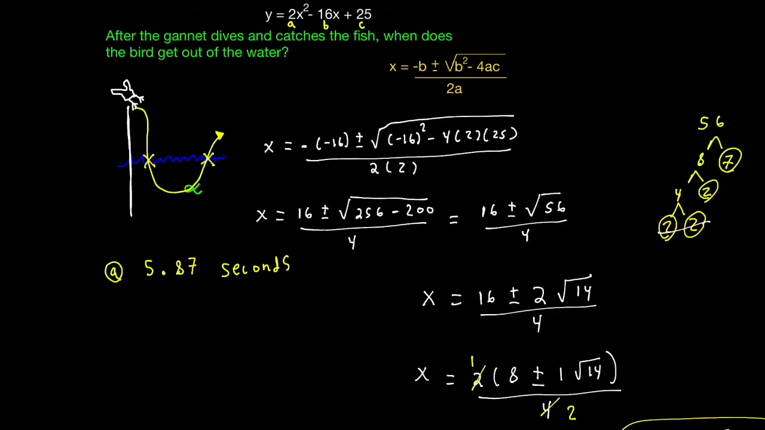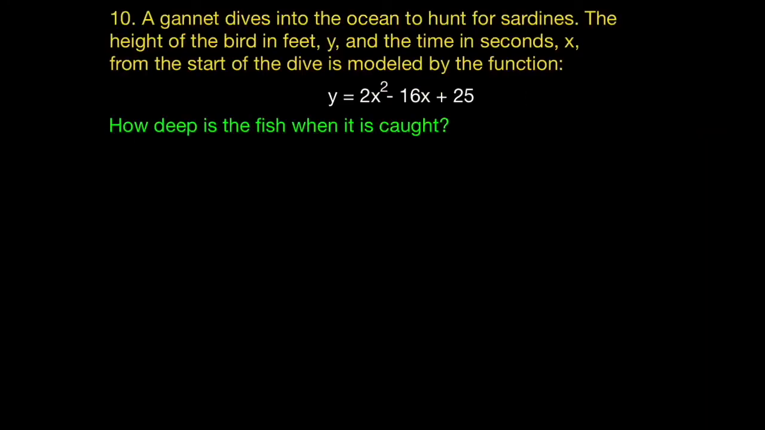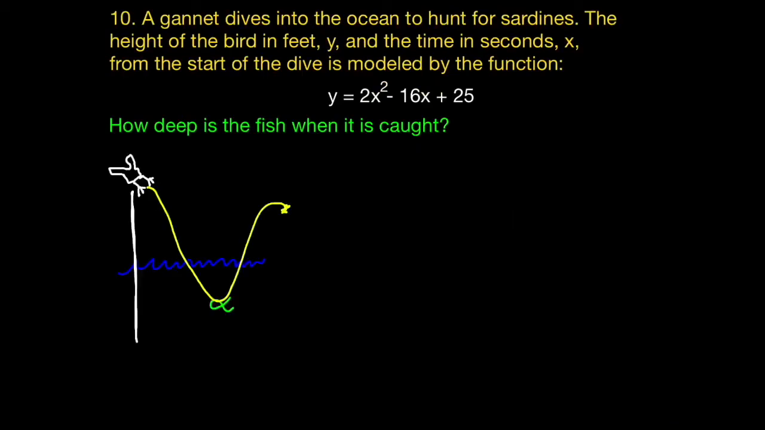Let's view another application problem using the same scenario, and this time we're going to find how deep the fish is when it's getting caught. So referring back to our diagram, we can see that the depth of the fish is exactly the vertex of the parabola. And to calculate the vertex, we're first going to calculate the axis of symmetry, which is negative b over 2a. Then we're going to plug the axis of symmetry into the equation, and that's going to give us the y value, aka the feet, or how deep the fish is.